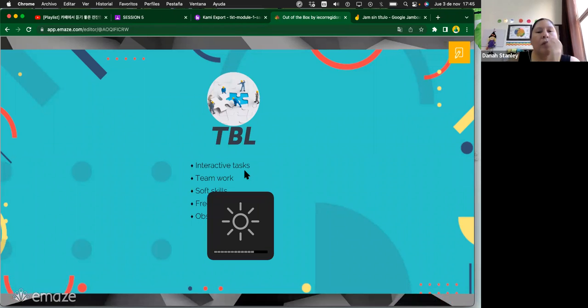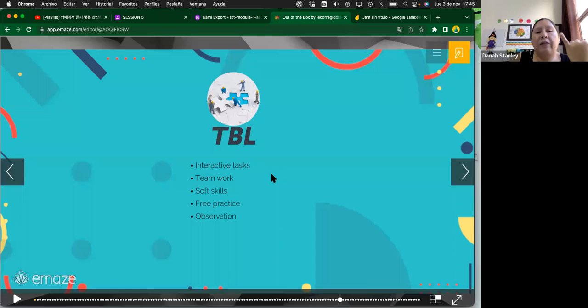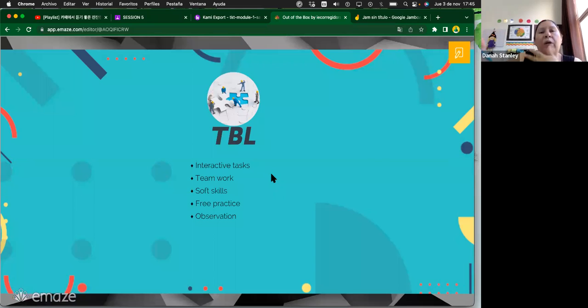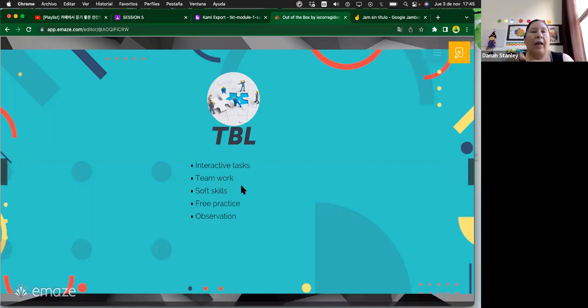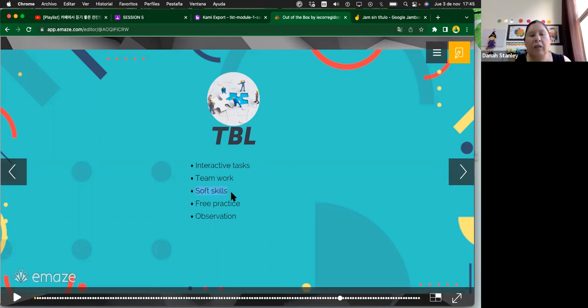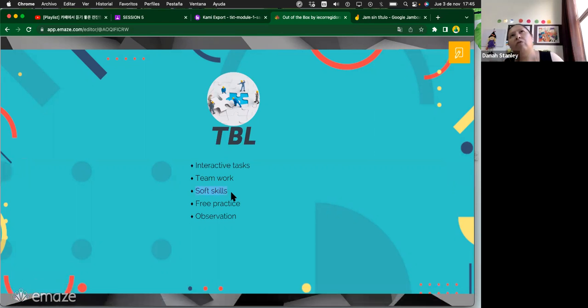So I have interactive tasks, because they are going to be communicating. They are going to work in pairs or in small teams or in big teams. I'm promoting teamwork, organization, and the development of the 21st century skills, which are the soft skills: planning, deducing, organizing, critical thinking, convincing, negotiating, etc.